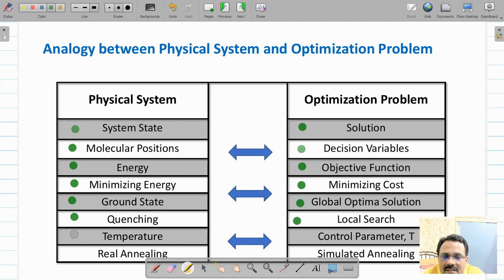In the thermodynamic system, energy is associated with temperature. So the temperature is initially high and then gradually it decreases. Here we are going to define a parameter, variable t, and this t we will control by an annealing schedule. Here this is the real annealing process where material is made into solid form. Here we call it simulated annealing in our simulated annealing algorithm.